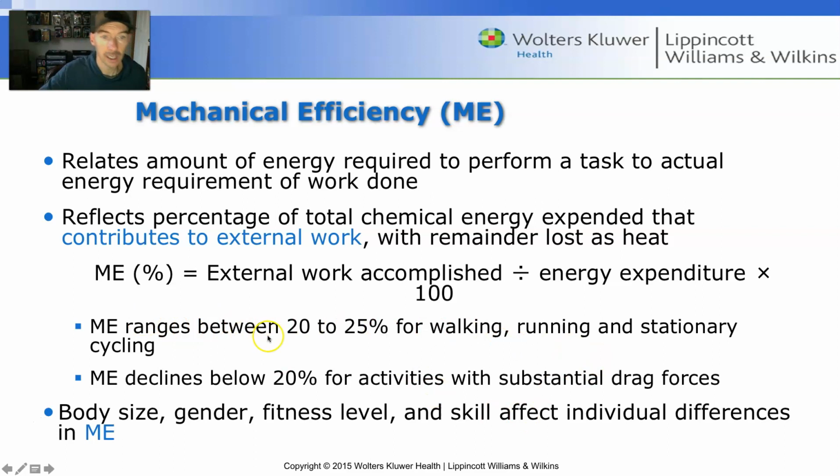So what we see in this bullet point is that for walking, running, and cycling, we only have about 20 to 25% mechanical efficiency. That's not great, right? If you had a car that ran on 20 to 25% efficiency, you would burn a lot of fuel, you'd spend a lot of money, okay?